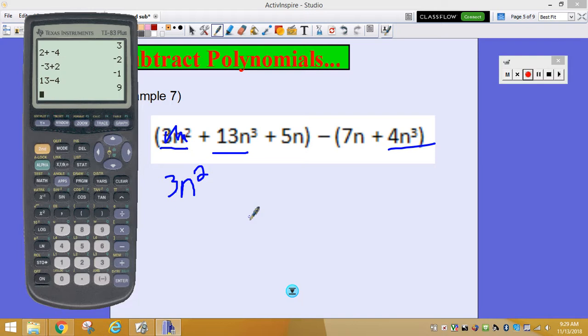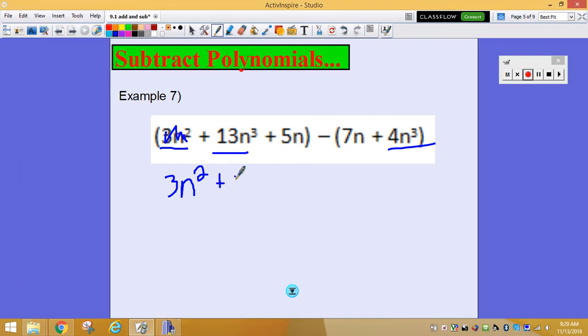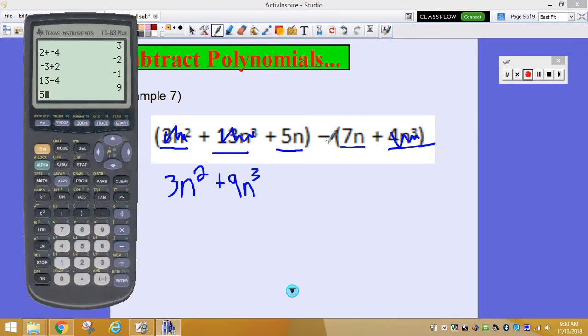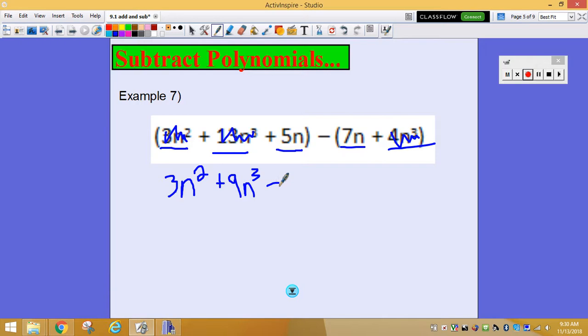And that gives me a positive 9. Now I combined n to the third, so I'm going to put n to the third. And I'm going to scribble them out because I've used them. Now I have n's. I can combine 5n with 7n. So I'm going to type in, it's a positive 5. Again, my middle sign is minus, and it's a 7. And that gives me a negative 2, and I'm going to put n, because that's what I combined. So last thing to do is check, did I use everything? Yes, it's all scribbled out, so that's my answer.